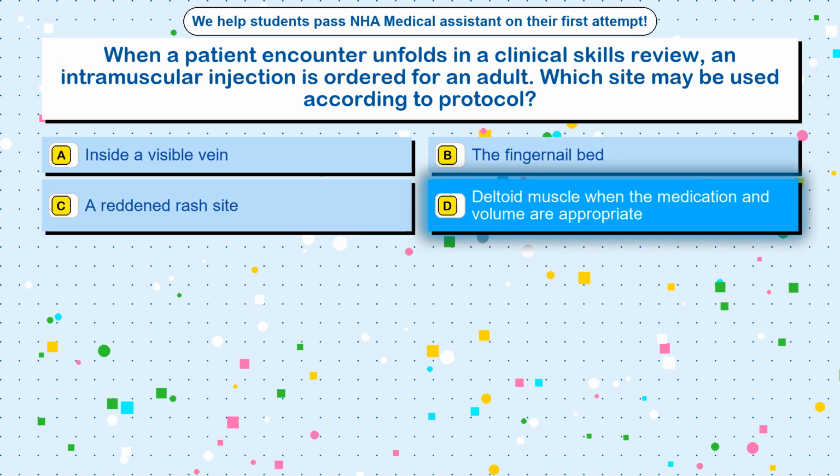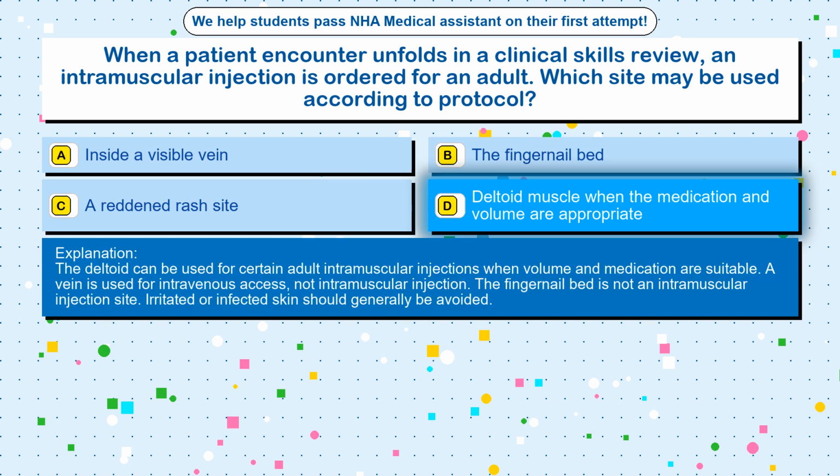The correct answer is option D. Deltoid muscle when the medication and volume are appropriate. The deltoid can be used for certain adult intramuscular injections when volume and medication are suitable. A vein is used for intravenous access, not intramuscular injection. The fingernail bed is not an intramuscular injection site. Irritated or infected skin should generally be avoided.